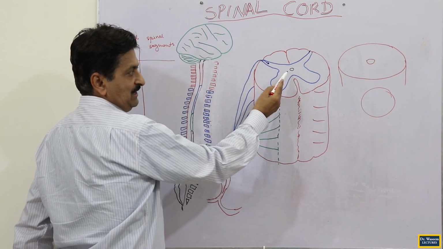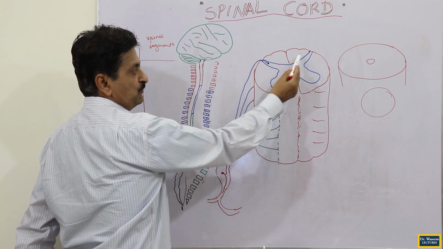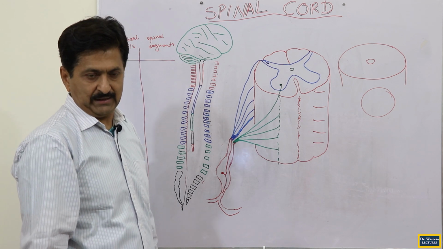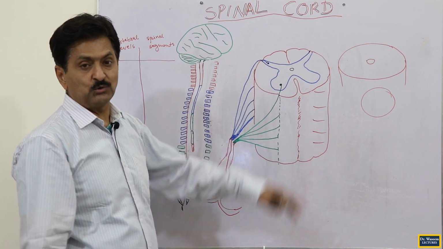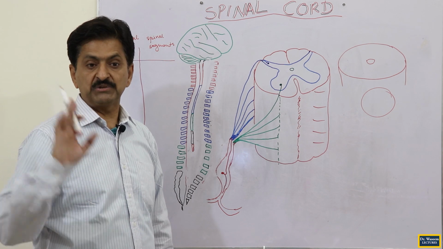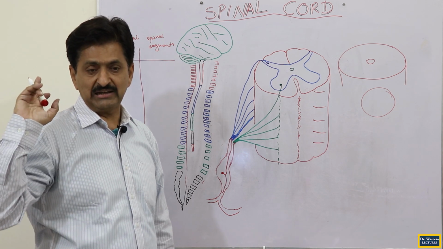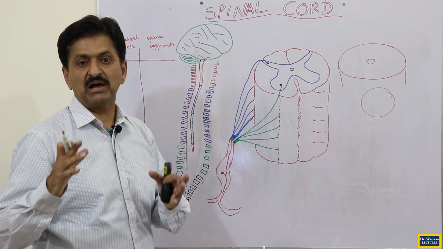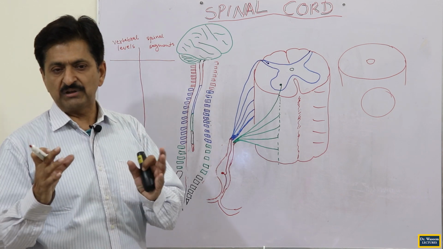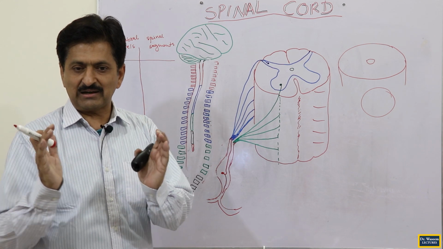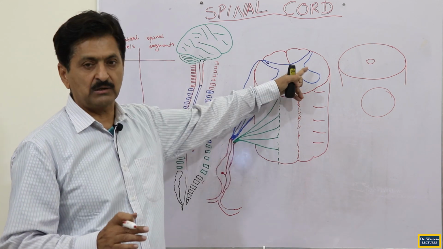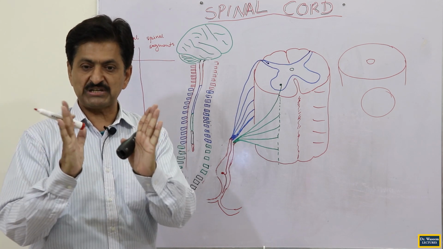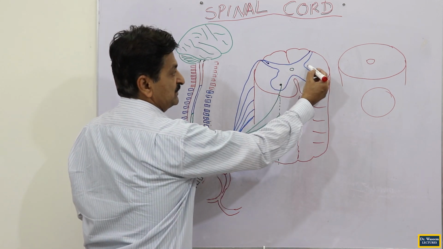It is compressed anteroposteriorly, having a central canal in the center, and around the central canal we have roughly H-shaped gray matter. An H-shaped gray matter, you already know that the gray matter has developed from the mantle layer, the neuroepithelial layer, as a neuroepithelium which has given rise to the neuroblasts and the neurons, and it is gathered around the central canal. You call it the mantle layer.